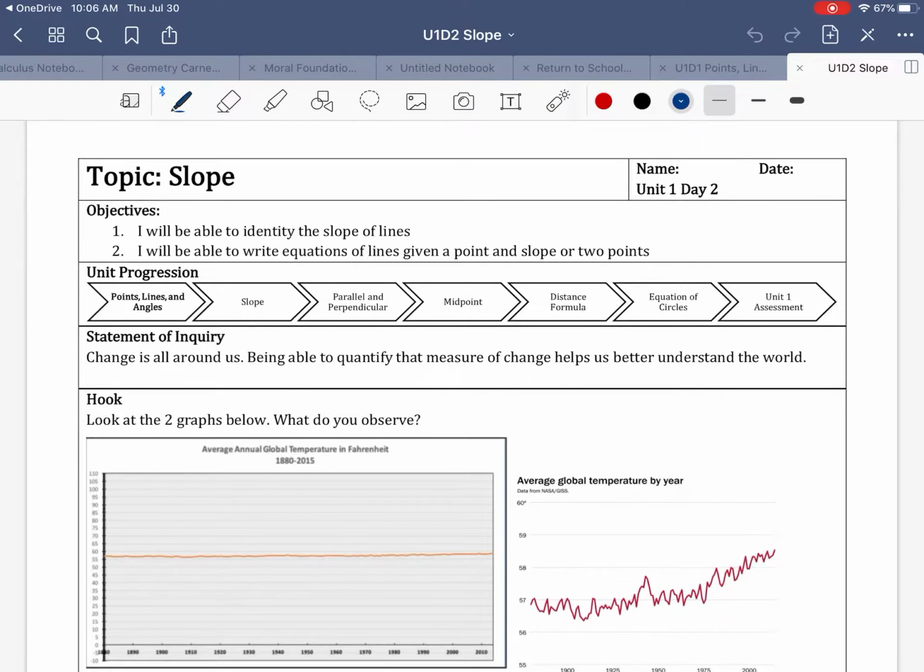If we follow our unit progressions, the previous lesson was on points, lines, and angles and how to correctly notate them. Today we'll be talking about slope. Moving forward, we'll look at parallel and perpendicular lines, midpoint, distance formula, equation of circles before our Unit 1 assessment.